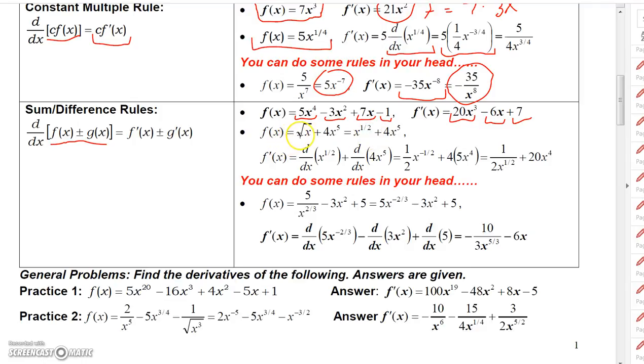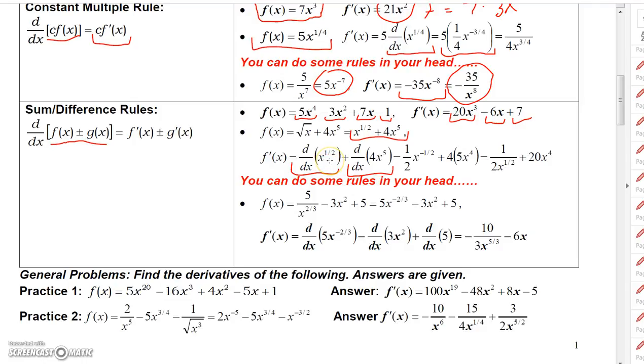Now, if it's a little more complicated, you might actually show the rules. Here I have square root of x plus 4x to the 5th. So if I want to find the derivative of this, I need to write square root of x as x to a power. So I wrote it as x to the 1/2 power. So the derivative of this sum is actually the derivative of the first term plus the derivative of the second term. And again, this is just showing you that I'm going to take the derivative of each term.